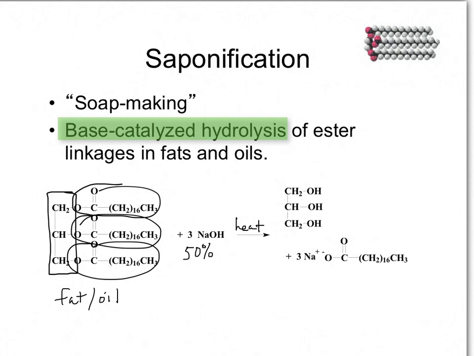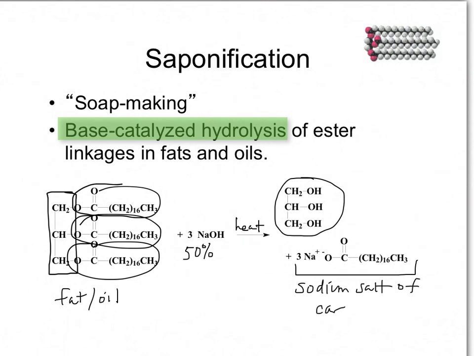Now when you hydrolyze an ester, if you remember, you get the alcohol. So here our alcohol is actually glycerol, and then you get the carboxylic acid. But the carboxylic acid is in base, and so it is deprotonated. So this is the sodium salt of a carboxylic acid. And that particular molecule that you're looking at there, that sodium salt, is soap. So saponification is nothing more than taking a fat or oil and hydrolyzing the esters.